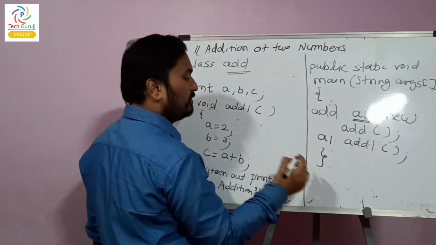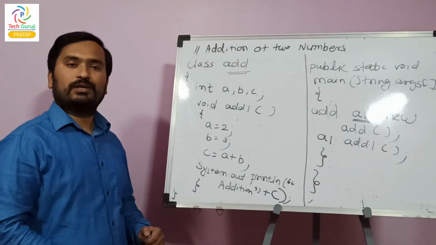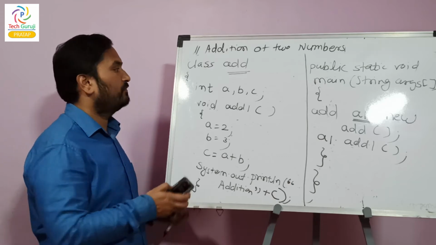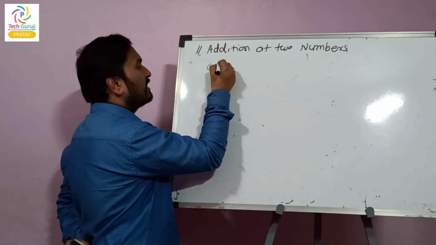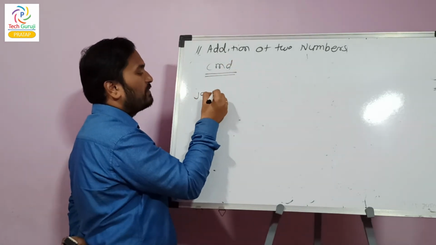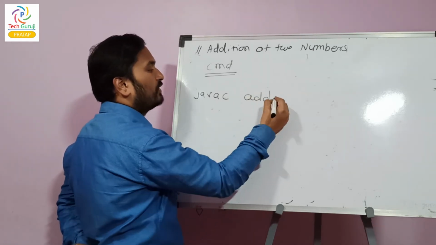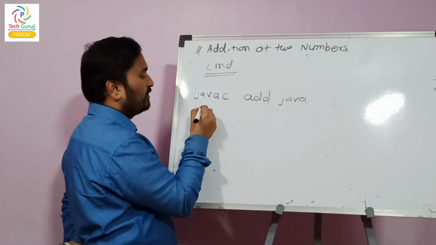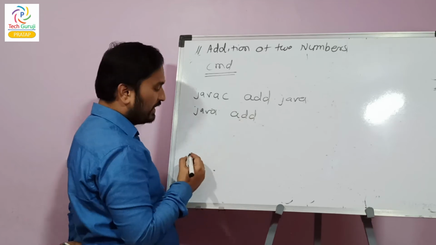Now we have to close the class. Now we have to run this. We have to follow the same process as in our previous program. We open the command prompt, that is cmd. After that we use the command javac, which is the compiler. Our program name is add.java. After that we have to use the Java interpreter. So java add. It will directly display the output.